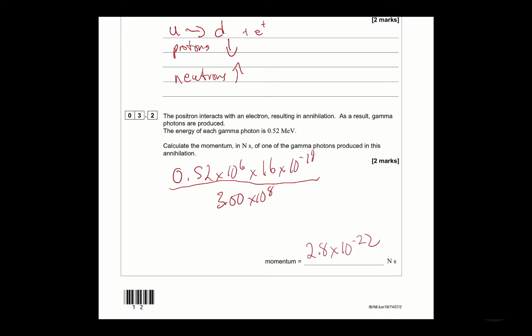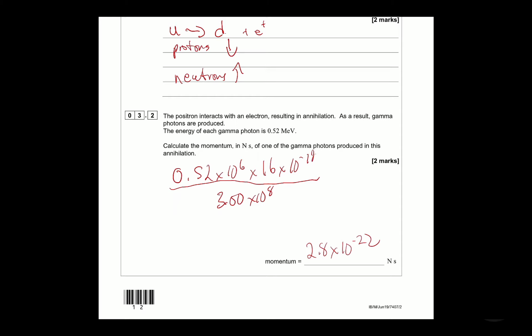Okay, it seems like a very, very small number, but it should be. It's one photon, right? And one photon is incredibly small. Even though we talk about how much energy gamma photons have, it's still an incredibly small amount of energy in one photon. The thing is, we have lots and lots and lots of them when they are there.